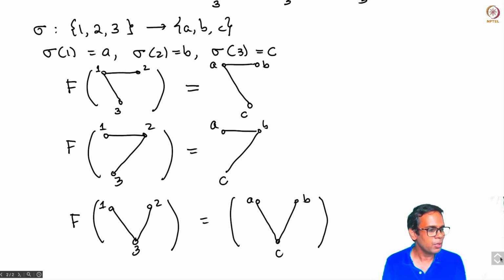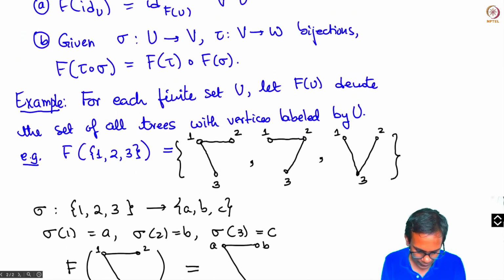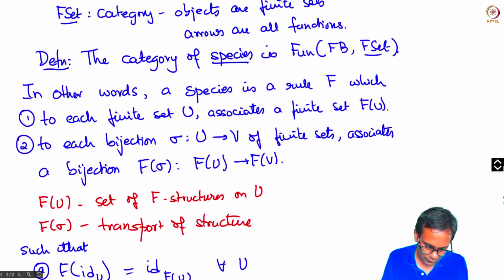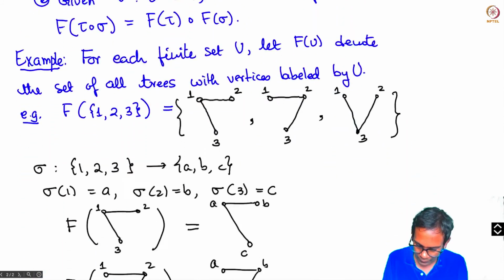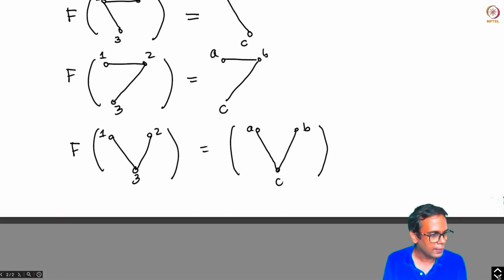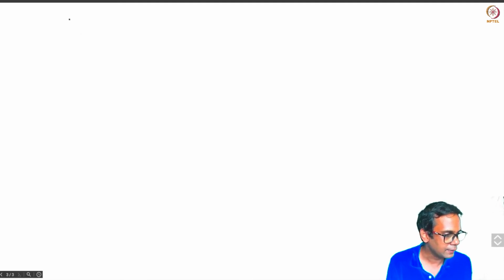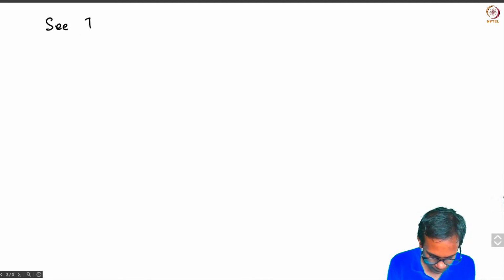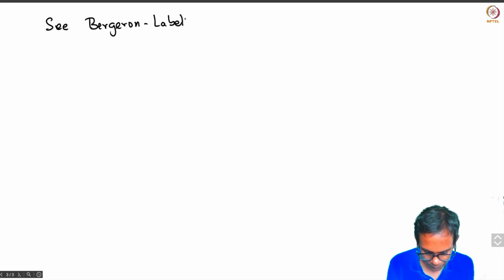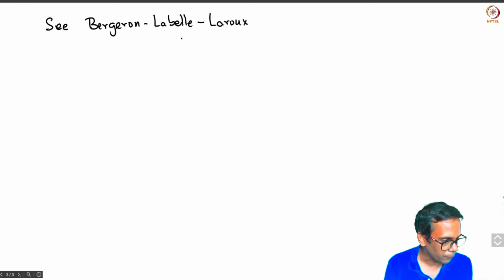Now this might seem all very simple. The definition is just a line once you understand what a functor category is. However, it turns out to be very useful, and a nice reference for applications of the theory of species is the book by three authors, Bergeron, Labelle, and Leroux, called Combinatorial Species and Tree-like Structures.